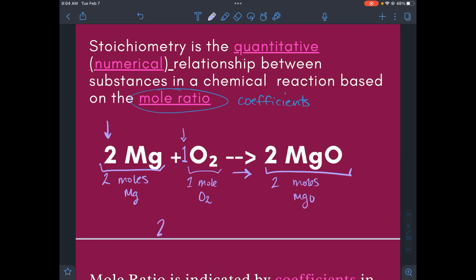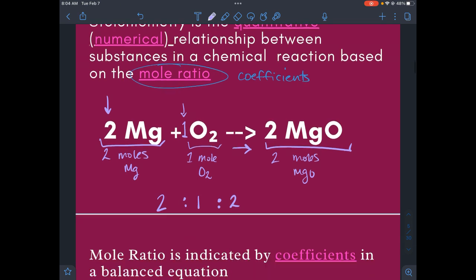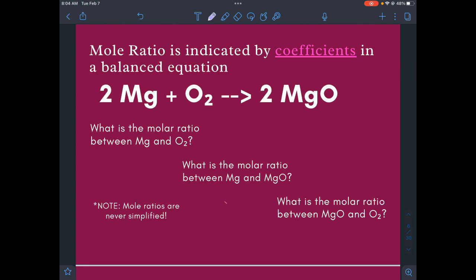So our ratio here is 2 magnesiums to 1 oxygen to 2 magnesium oxides. That is called the mole ratio, and again, it came from the coefficients. So mole ratio is indicated by the coefficients in a balanced equation. We have the same example here, 2 magnesiums plus 1 oxygen produces 2 magnesium oxides. So we're going to try a couple of questions here.